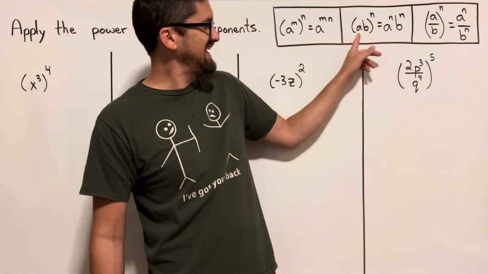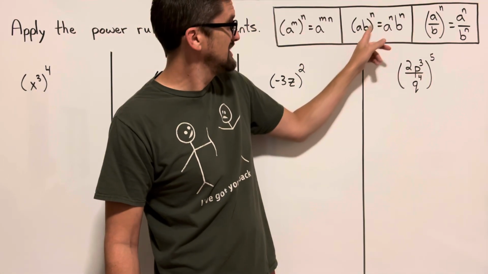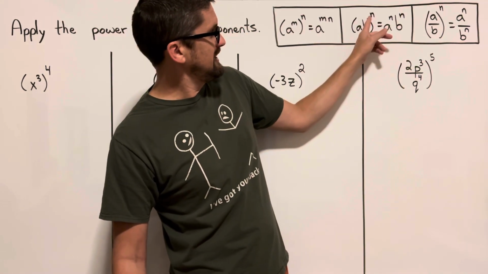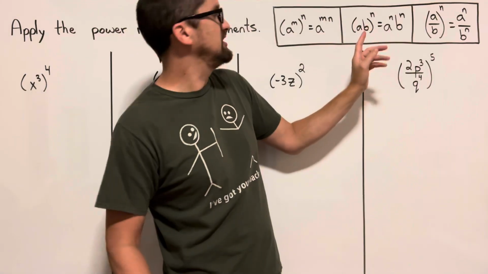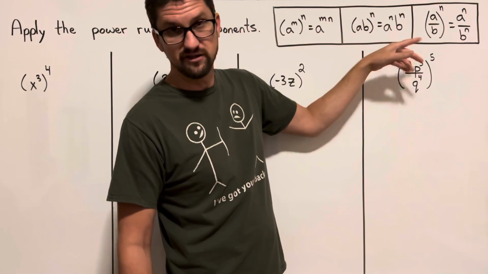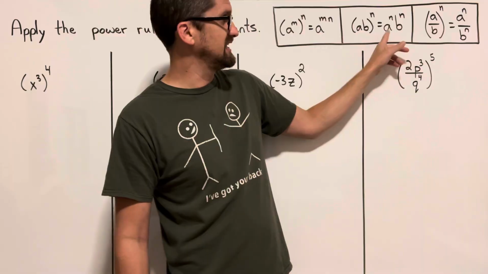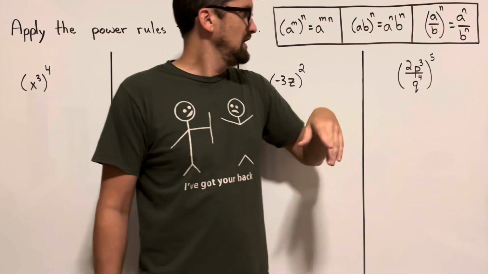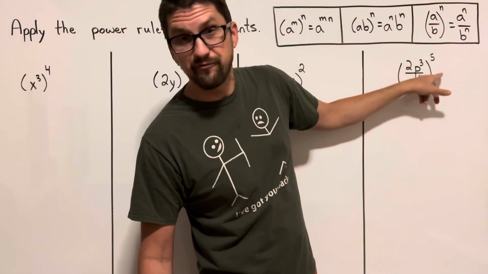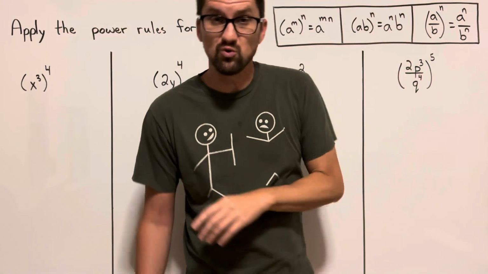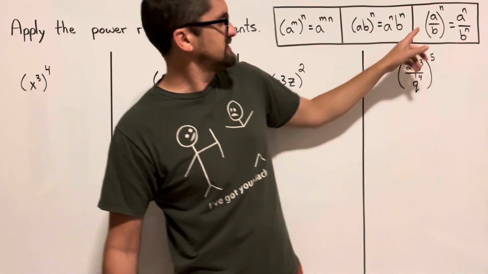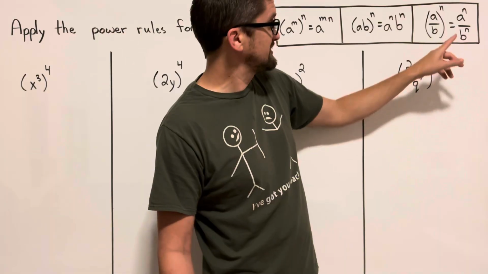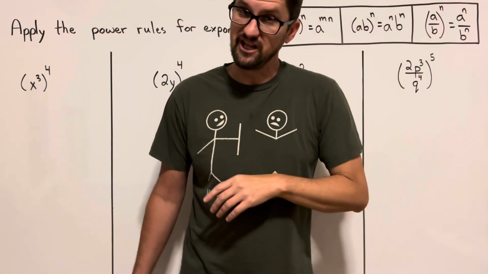The next one we have a times b in parentheses, and that's all raised to the n power. So what happens here, the n gets distributed to the a and the b together. Still multiplication. So a to the n times b to the n. And then the last power rule here is when we have a fraction in parentheses raised to the n power. This n can also be written on each term inside there. So a to the n and b to the n.